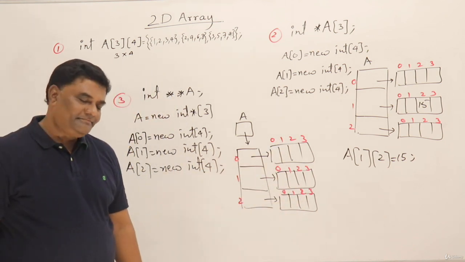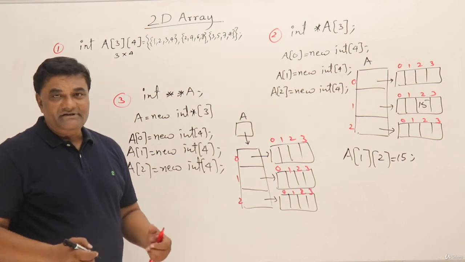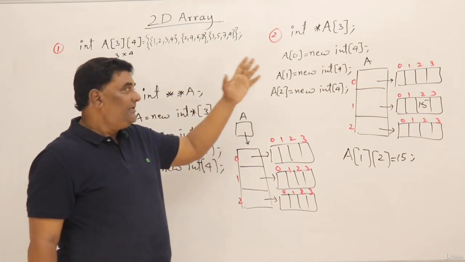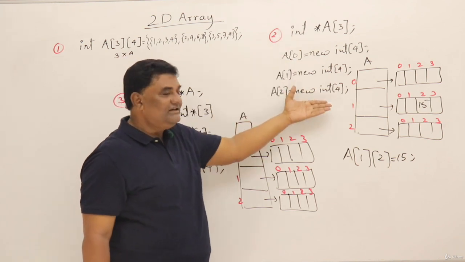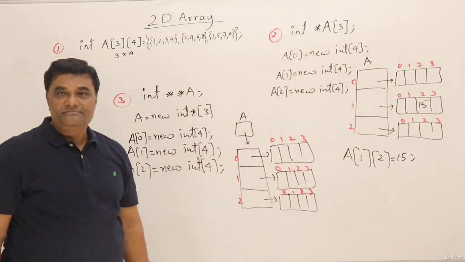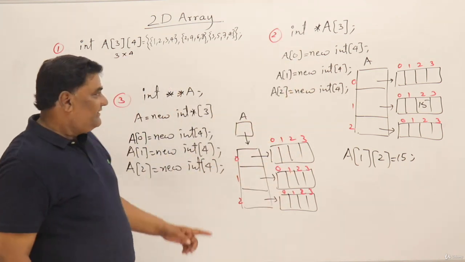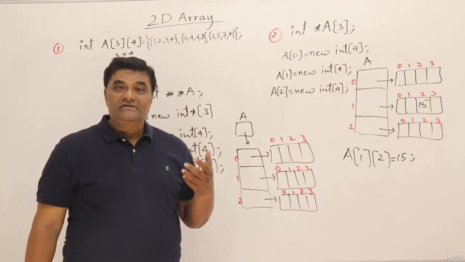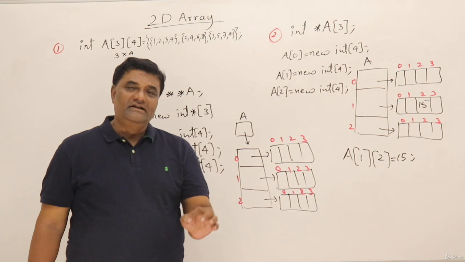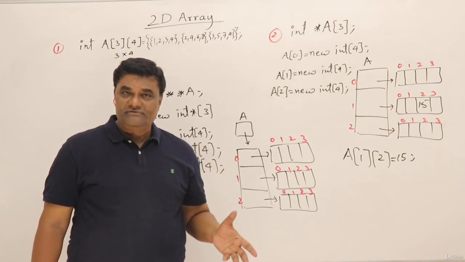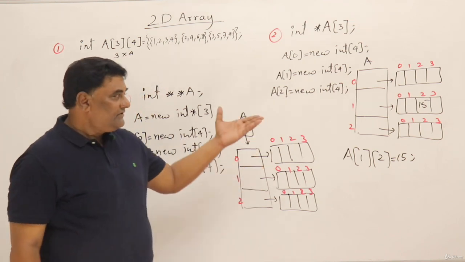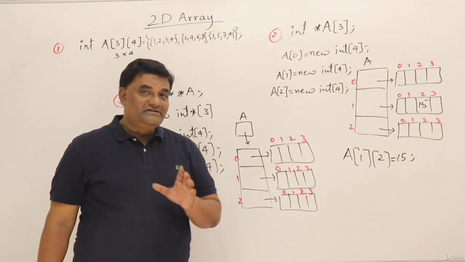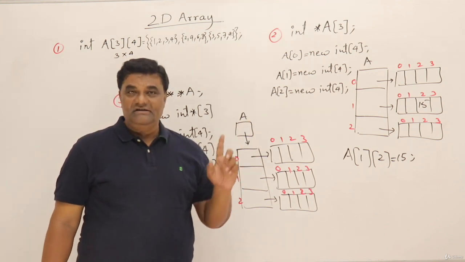These are the three methods of creating a two-dimensional array: completely inside the stack, partial in the stack and partial in heap, and everything in heap. Now one more thing. See, every time I have used new operator. So if you want to know how it is done in C language, then you know very well that malloc function is used for allocating the memory. So wherever we have used new, we have to use malloc function there. Because in C language, malloc means memory in heap.